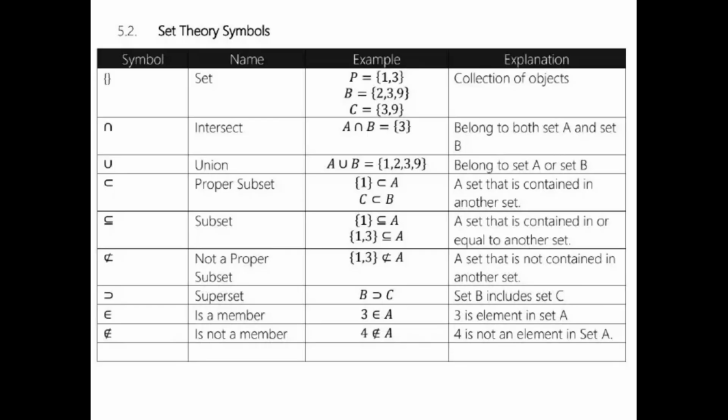Next we have "is a member." So again, we have the "is a member" and this would be our symbol. For example, 3 is an element in set A. It means that the item or the element belongs to set A. And then we have "is not a member." For example, 4 is not an element in set A. So it does not belong to set A.